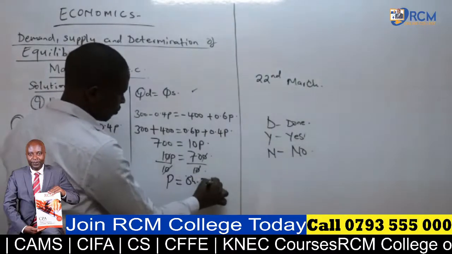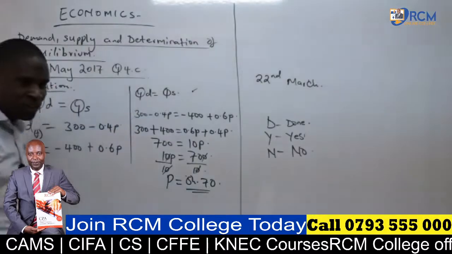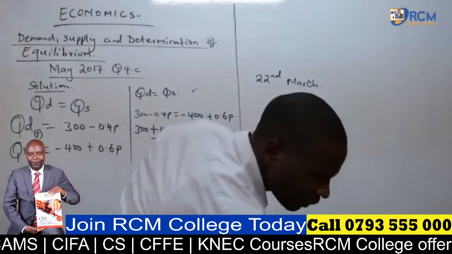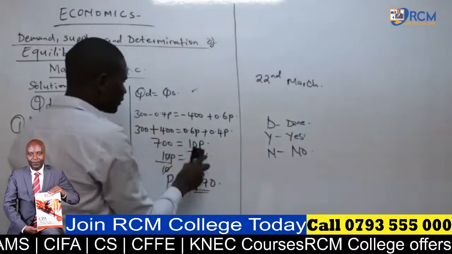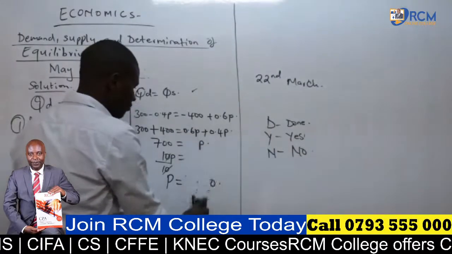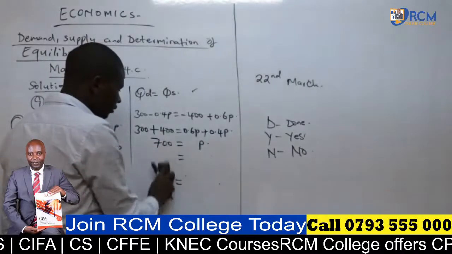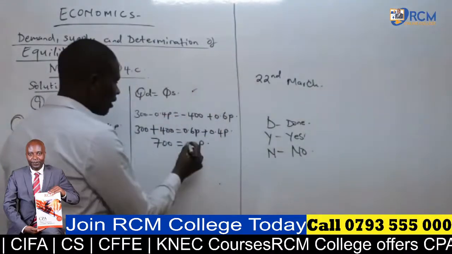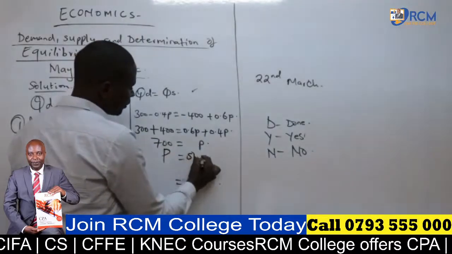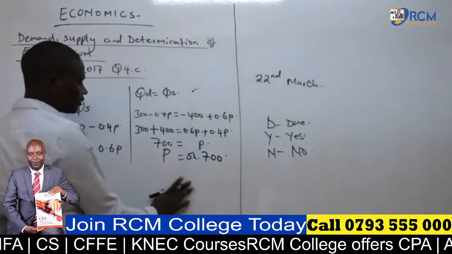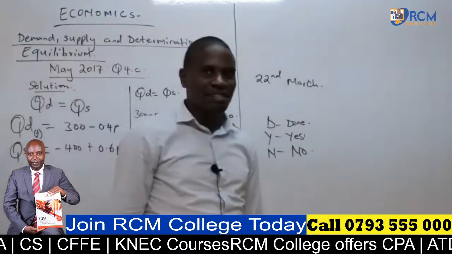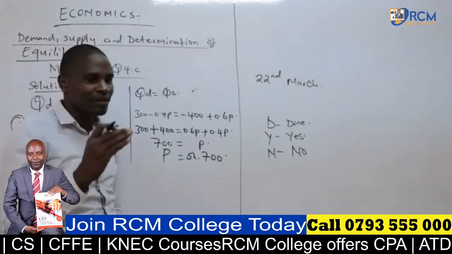Is that really correct? Goja kidogo, 0.6. Ah, yeah. Wait. It is 0.6 plus 0.4, which is 1, it is not 10. Can you go back here? So it will be 700 is equal to p. So our p is equal to 700 shillings. Asante. Yes. Our p is 700 shillings.